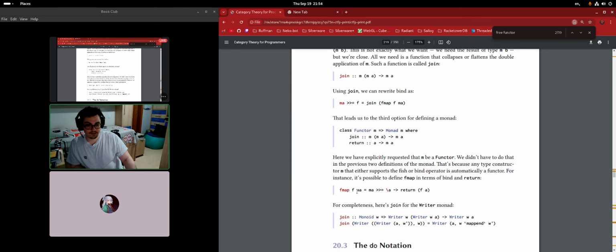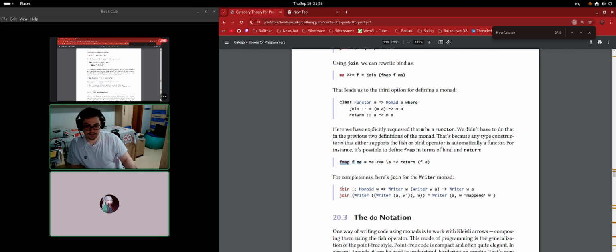And here's the implementation. Oh, this is implementing fmap using bind, which is also okay. And this is the implementation of join for the writer. Yeah, because if you have bind, you kind of already have fmap inside of bind, right? This is just pulling that out effectively.